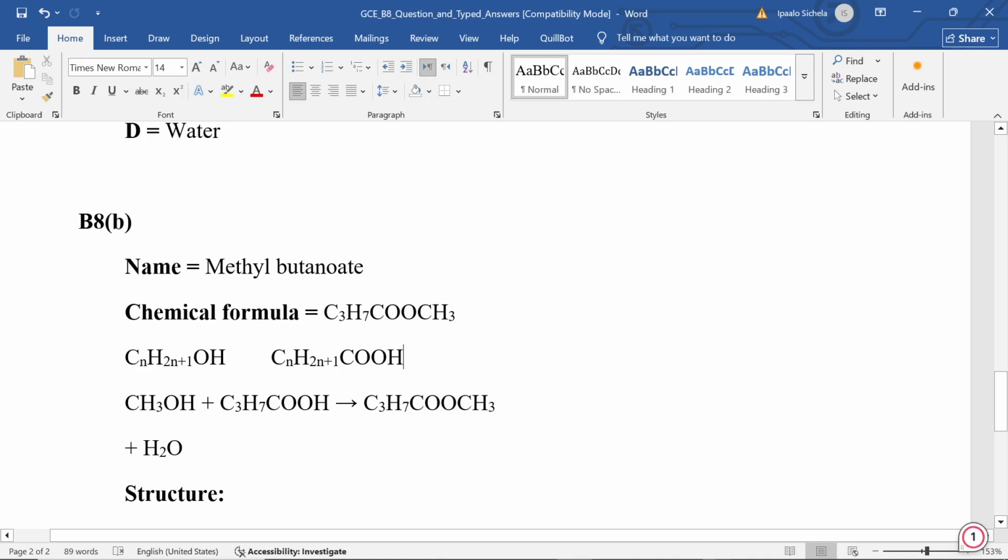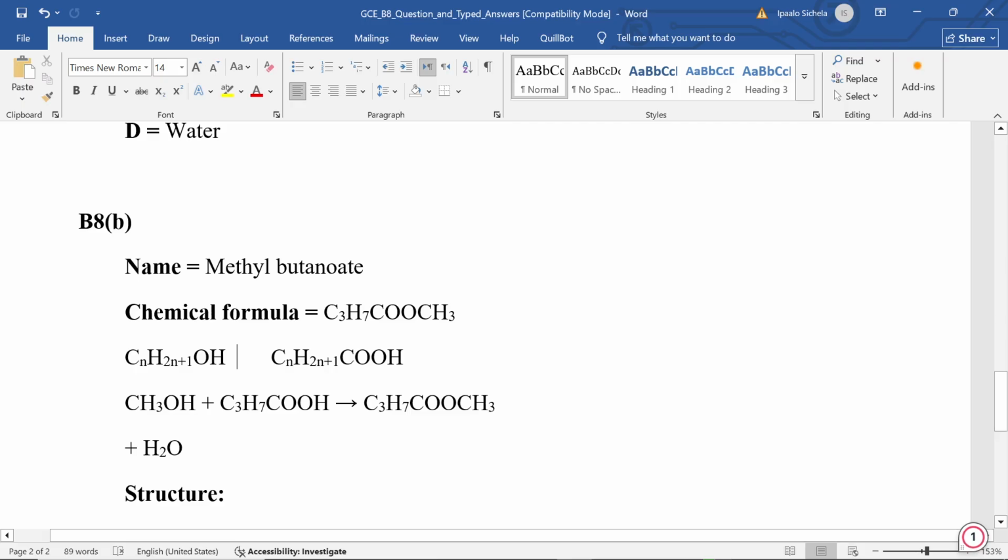But for the alcohol, as you can see, OH doesn't have an extra carbon atom. There's no other carbon atom. That's why I put 1 directly, because there's no extra carbon atom.